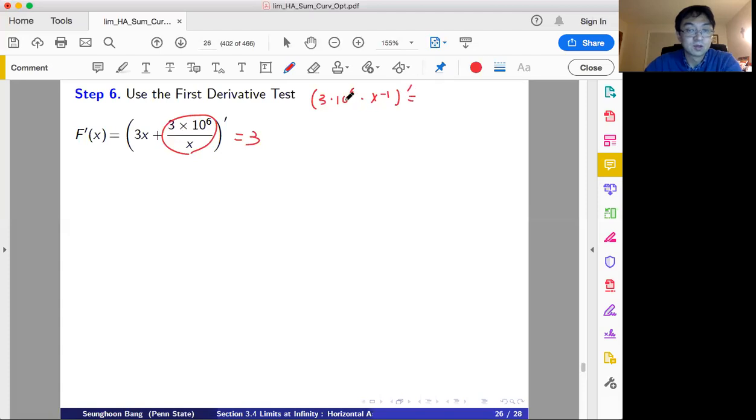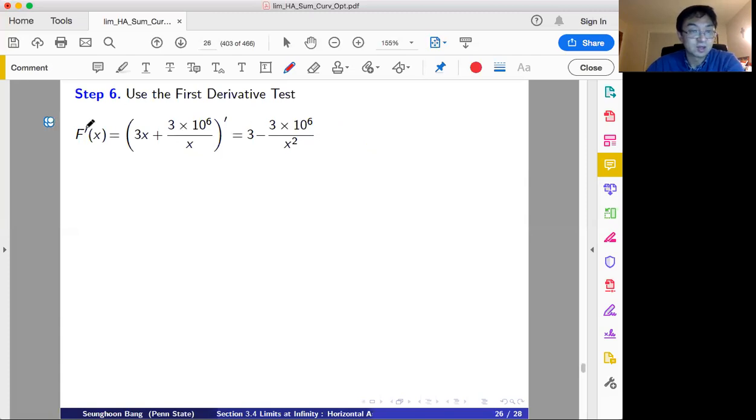Right? So we can keep the constant 3 times 10 to the 6 and use the power rule. Minus 1 comes down, x to the negative 2. So 3 times 10 to the 6 times minus 1 is negative 3 times 10 to the 6. You can change this to the positive exponent, 1 over x squared. So we have it like this.